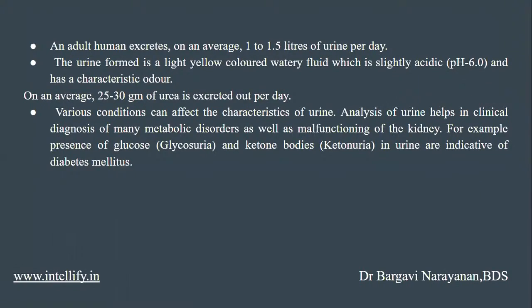An adult human excretes on an average 1 to 1.5 liters of urine a day. The urine formed is a light yellow, watery fluid, which is slightly acidic with a pH of 6 and has a characteristic odor. On an average, 25 to 30 grams of urea is excreted out per day.